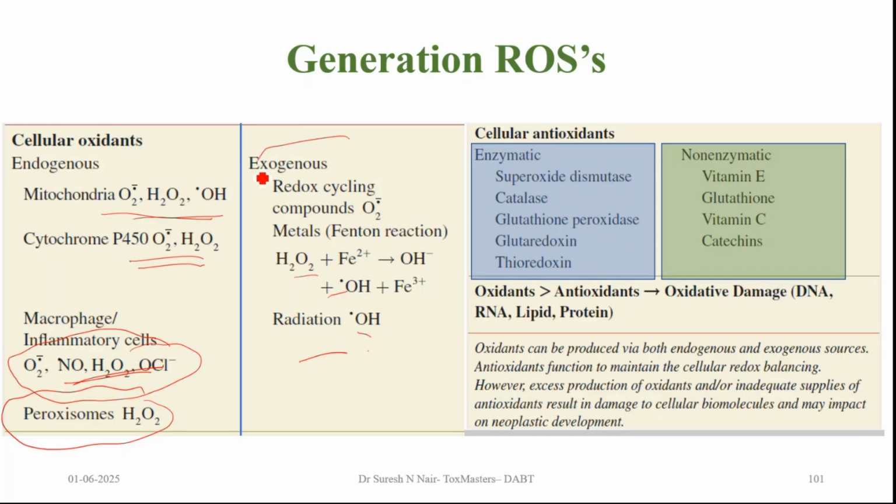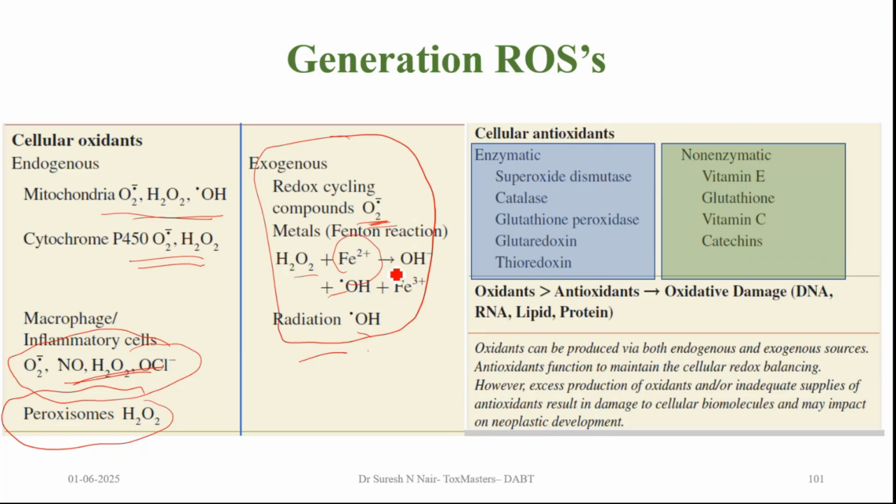Now, this is really what is responsible for the generation of ROIs, especially in chemical carcinogenesis. The first one is the redox cycling compounds, which produce oxide anions. Then metals like iron are responsible for the conversion of H2O2 to OH minus and the hydroperoxide radical, and the iron becomes Fe2+ and Fe3+. This reaction is known as the Fenton reaction.